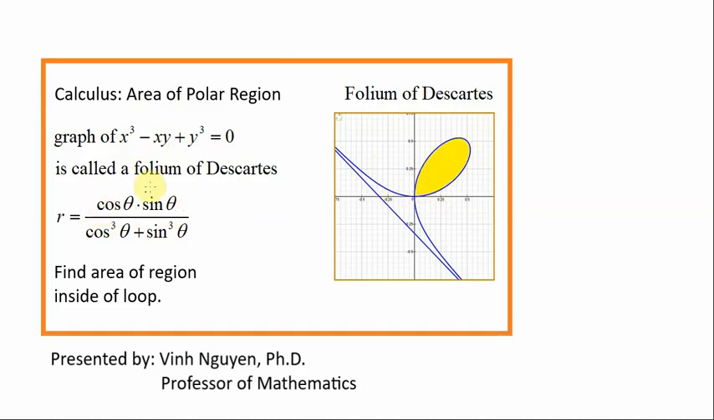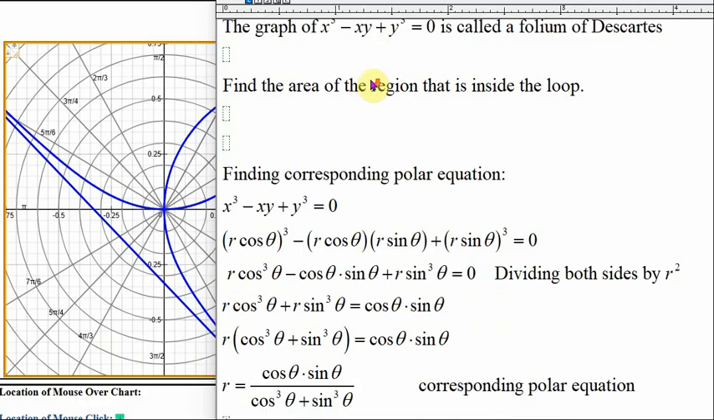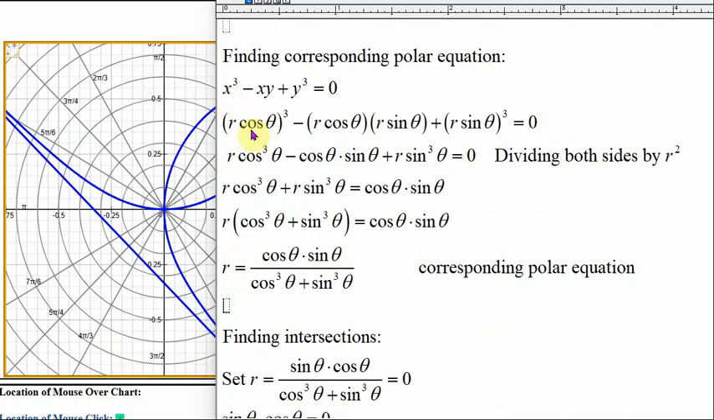And then I will also show that the corresponding polar equation is this right here. So let's find the corresponding polar equation for this rectangular equation. Recall that x is r cosine of theta and y is r sine of theta. Then dividing both sides by r squared, we get r cosine to the third of theta minus cosine theta sine theta, and then r sine to the third of theta equals 0.